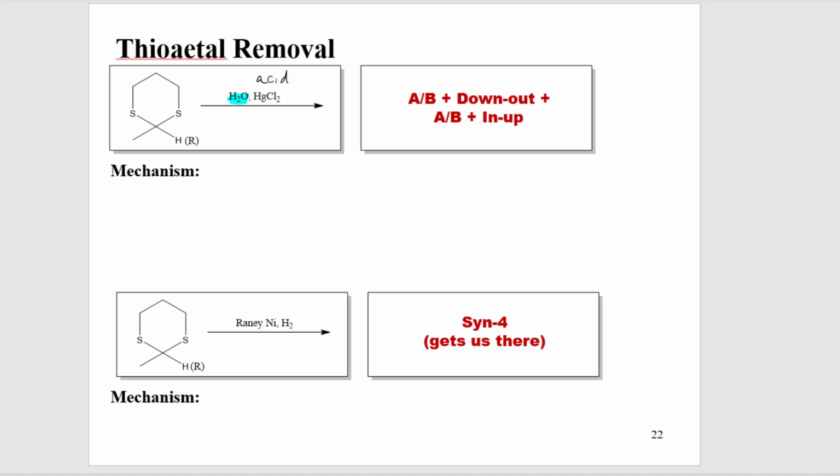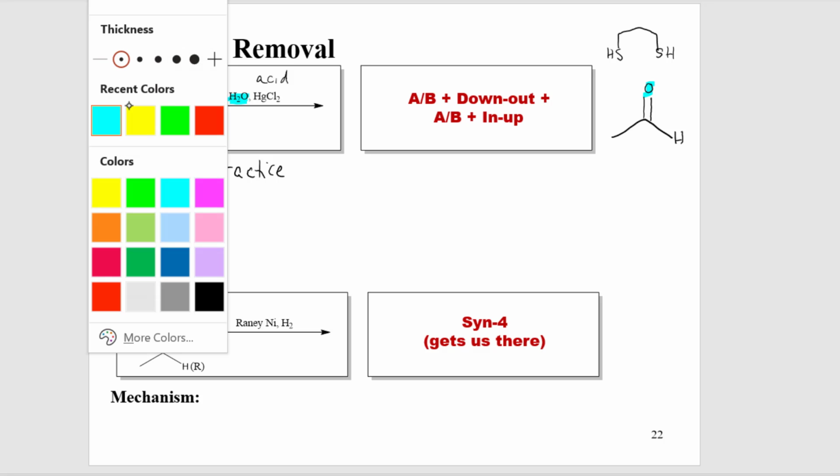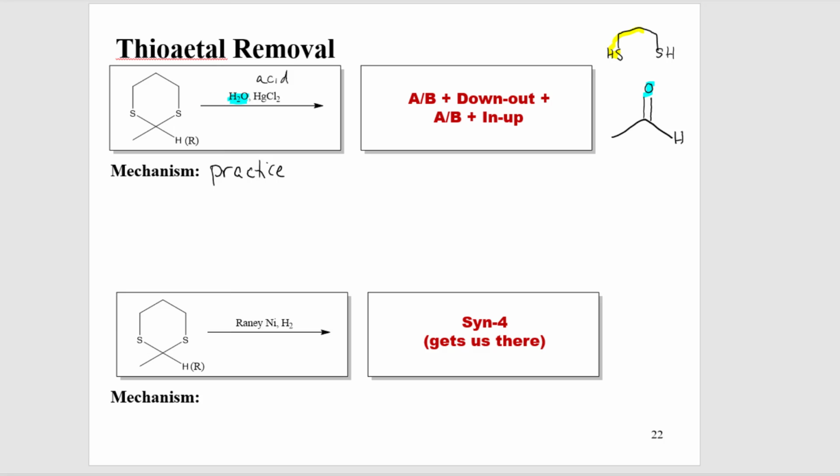I would like you to write this on your own for practice. I want you to have a hand at extrapolating this mechanism backwards. Remember, your product is going to be this. I'll give you the product, but I want you to write the mechanism on how to get to those products.